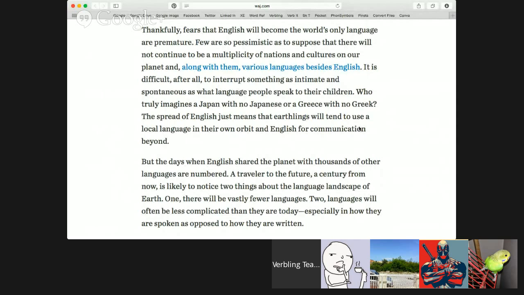Okay, so yeah, two things. One, I think it is kind of a relief that the languages are not all going to disappear. They're maybe just going to be more locally based, and English possibly will just be the language that is used to communicate between different cultures, which I think is already what's happening today, really. The second one is kind of interesting. It says that the languages are going to be less complicated.